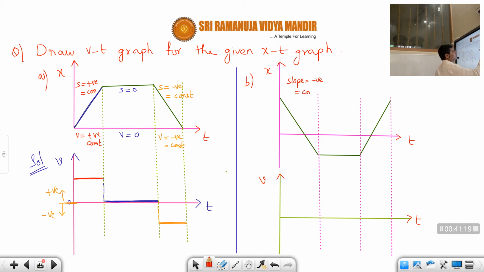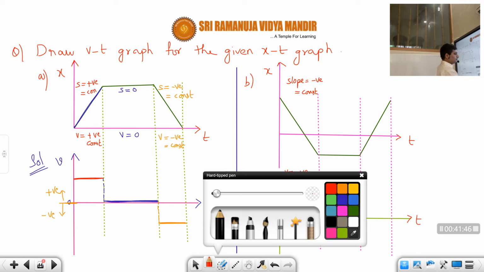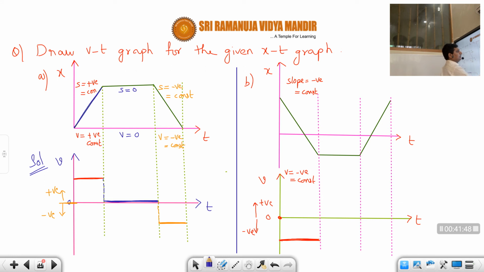Is it varying or constant? Constant. Because at every point of this line is a constant. So that means slope is negative. Constant means velocity also should be negative and remain constant. So that means velocity is negative, means this is called 0, and above is considered as positive and below is considered as negative. Okay, so that is negative. Okay, students, so this is the red color. Red color is negative.